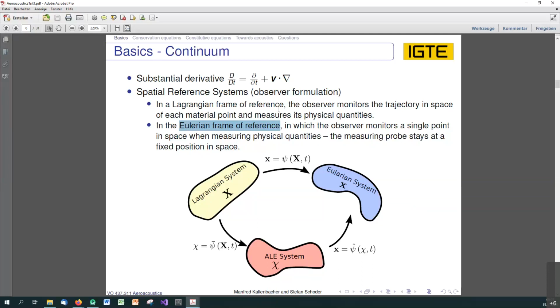In contrast to that, the Eulerian frame is one in which the observer monitors a single point in space when measuring physical quantities. The measuring probe stays at a fixed position in space. So what does this mean? Probably we start with the Eulerian reference frame. Has anyone an idea of what it means?